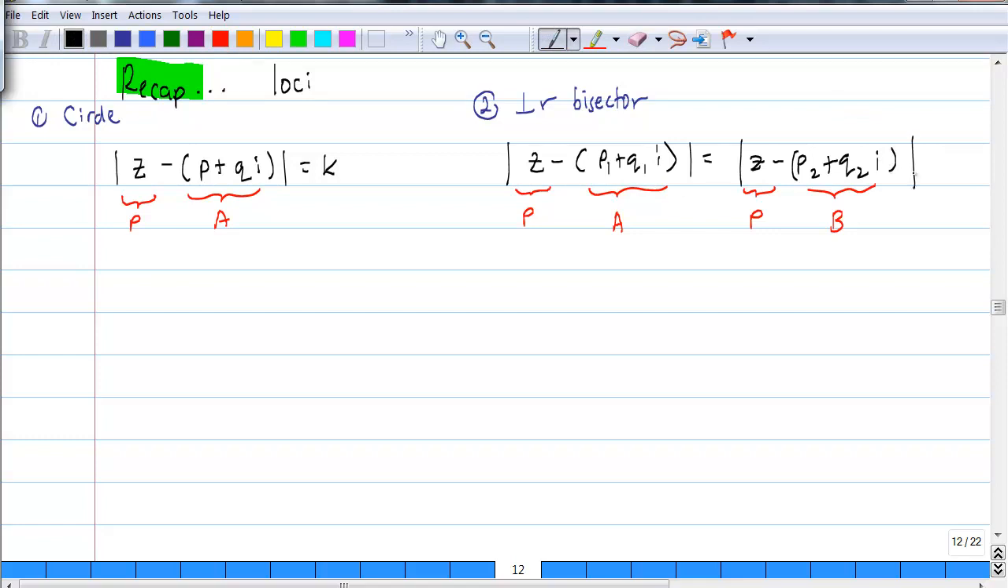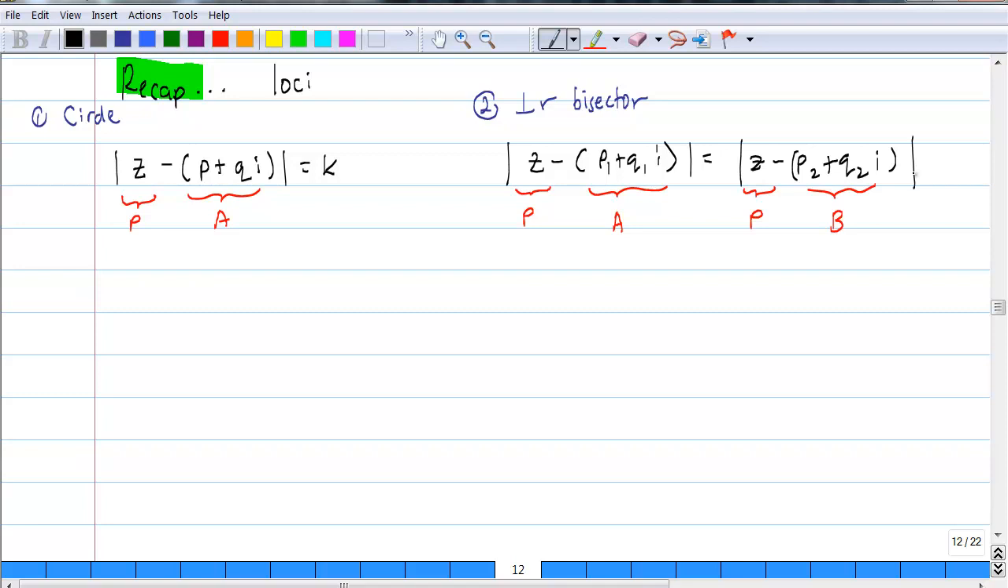Alright, so for the perpendicular bisector, from the equation, what we are saying is the distance between P and A is exactly equal to the distance from P to B. Now, because the Argand diagram is very analogous to the Cartesian coordinate system, we can use vectors to represent what we are looking at now.